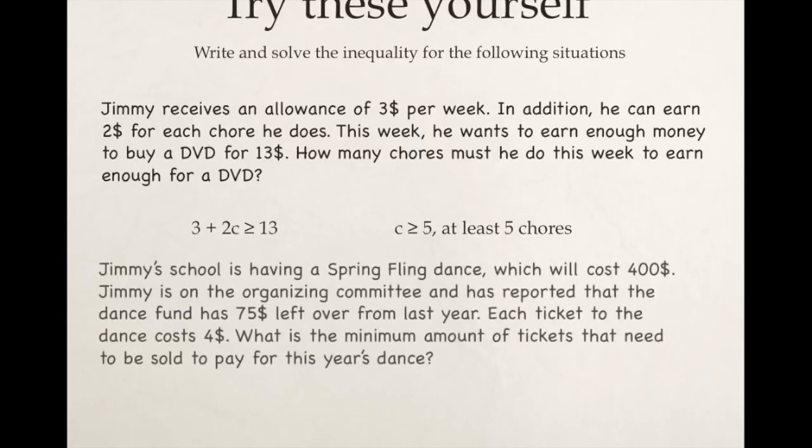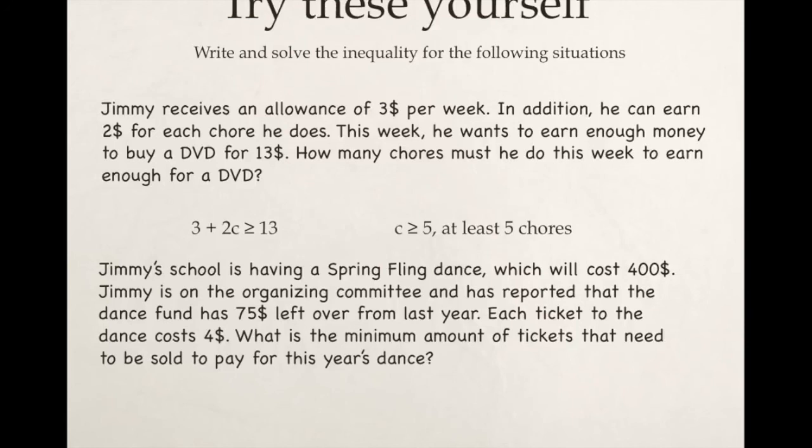A second question that I would like you to answer is, Jimmy's school is having a spring fling dance, which will cost $400. Jimmy's on the organizing committee and has reported that the dance fund has $75 left over from last year. Each ticket to the dance costs $4. What is the minimum amount of tickets that needs to be sold to pay for this year's dance? Again, I would like you to actually do this question, pause the video, come up with an inequality, and solve for the variable.